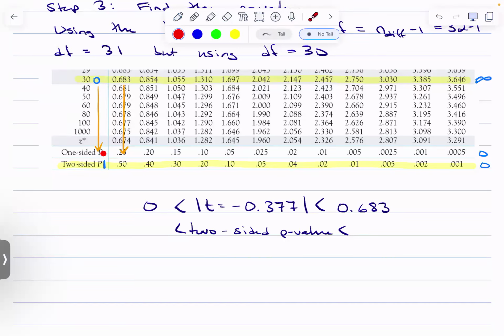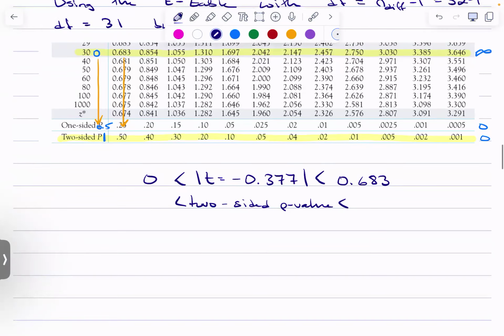Versus if I'm in the center for a one-sided p, I want to know how much area in the tail do I have on one side, right? That's the middle. So that would be 0.5, just for completeness. We have a two-sided test. So our two-sided p-value is somewhere between 0.50 and 1.